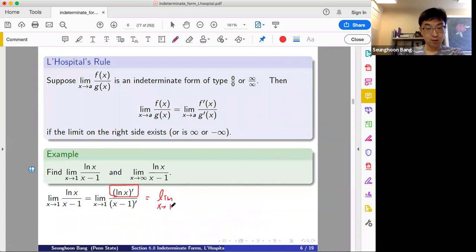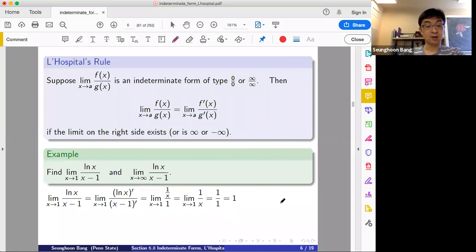Okay. The ln of x prime is, what's that? Okay, good. The x minus 1 prime is just 1. So we have limit as x approaches 1 of 1 over x. The last one, plug 1 into x, 1 over 1 is 1. That's it. This is the answer of the first question.